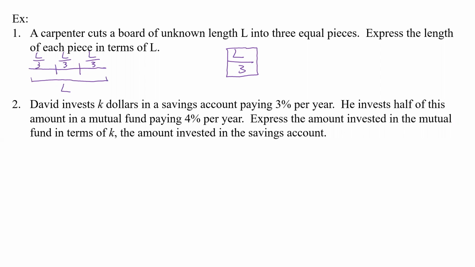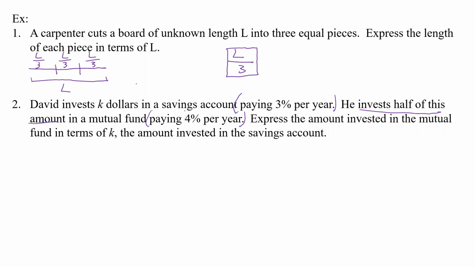All right, the next one. David collects K dollars in a savings account paying 3% per year. He invests half of this amount in a mutual fund paying 4% per year. Now we want to express the amount he invested in the mutual fund in terms of K, the amount invested in the savings account. So we have a lot of extraneous information here. It's a savings account paying 3% per year. Well, we are not worried about that. We worry about he invests half of this amount in a mutual fund paying, again, we really don't care about how much that one's paying.